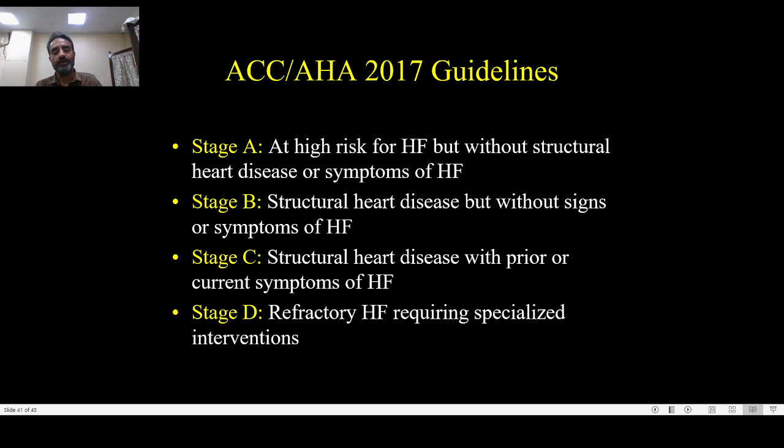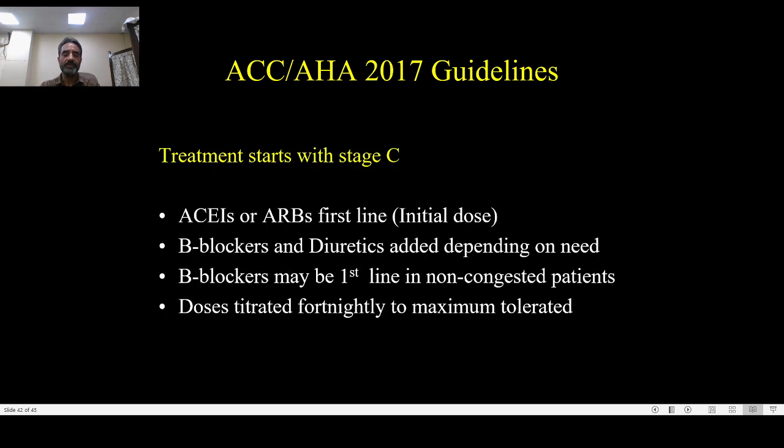As compared to the New York Heart Association stages, all the four stages are comparable with the last two stages of AHA, stage C and D, because symptoms are considered only in stage C of the AHA guidelines. So treatment in AHA guidelines with the drugs starts with stage C.